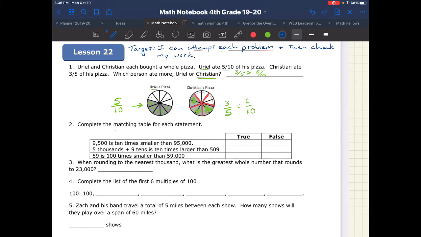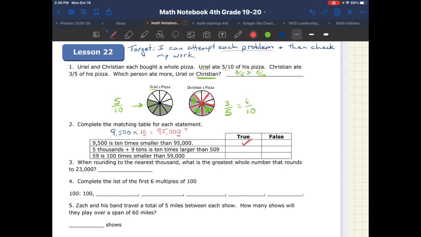So basically we are saying 9,500, if we multiply that by 10, is it 95,000? Is that true? Well, we know that if we multiply by 10, we should have one more zero in our product, and we do have one more zero in our product with 95,000, so this one is true.